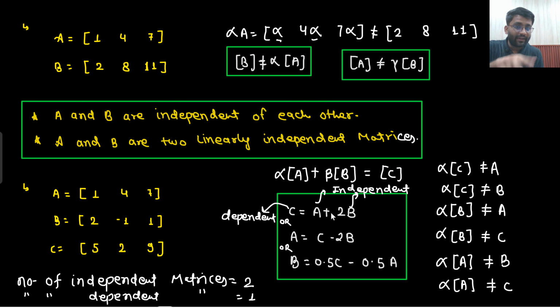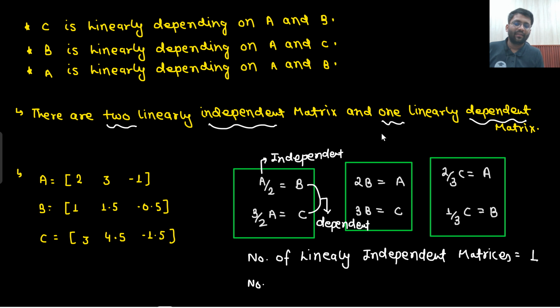So here, one dependent and two linearly independent. One dependent and two linearly independent. But here, one is independent and the number of linearly dependent is 2.